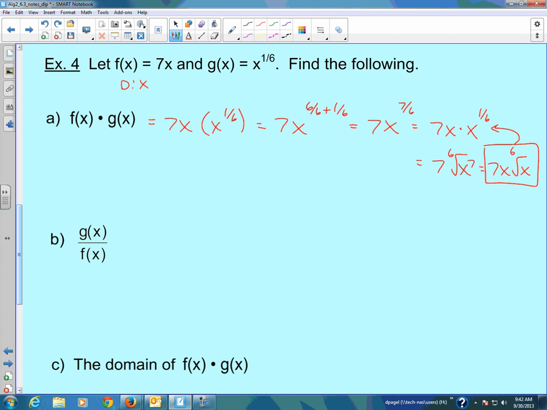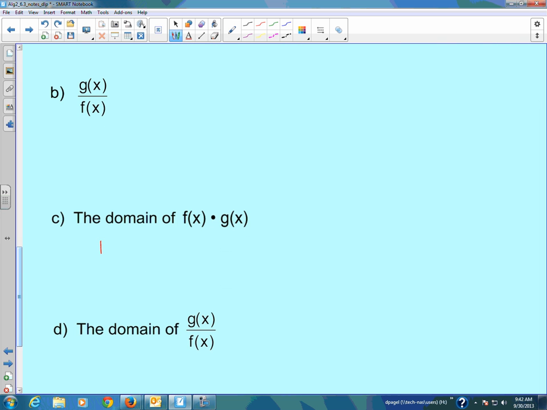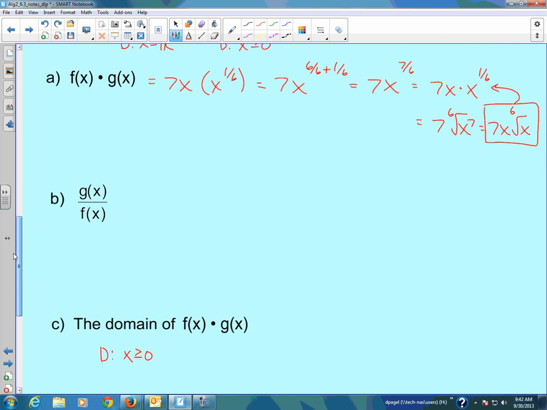Domains: x is all real for that linear function. Domain here, x must be greater than or equal to 0, because again I have a denominator that's even, which means I'm talking about an even root. We ended up with a situation where I had an even root once again, so my domain would say that x's must be greater than or equal to 0 for the multiplication of those two.